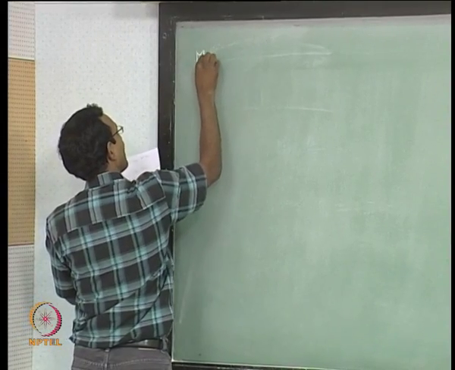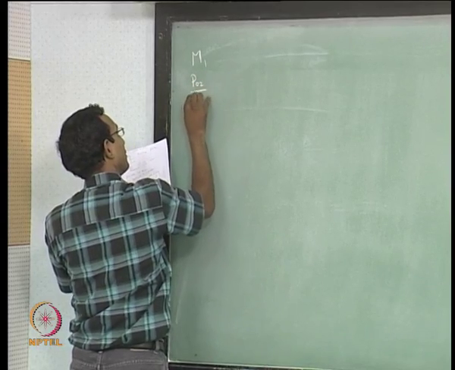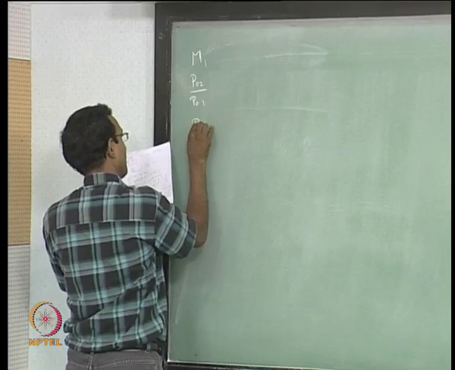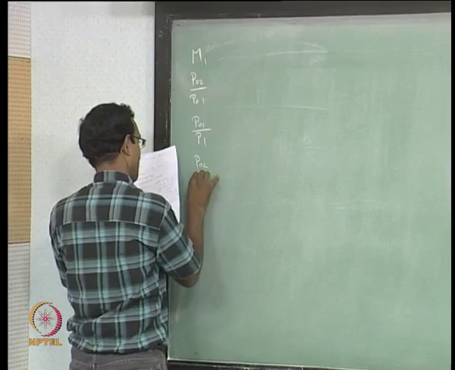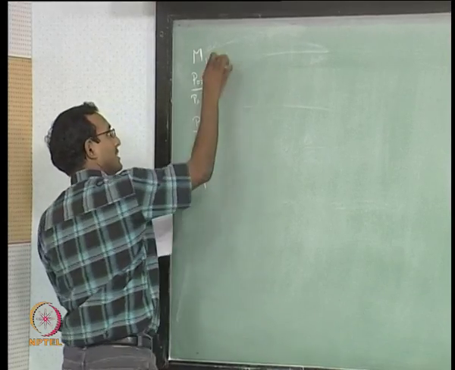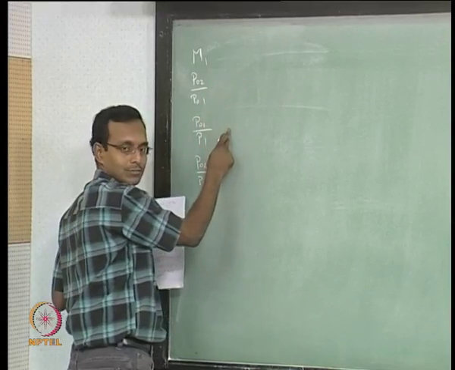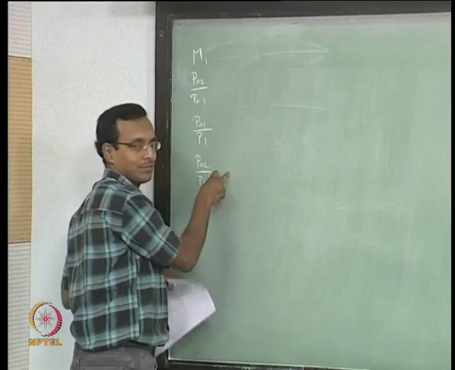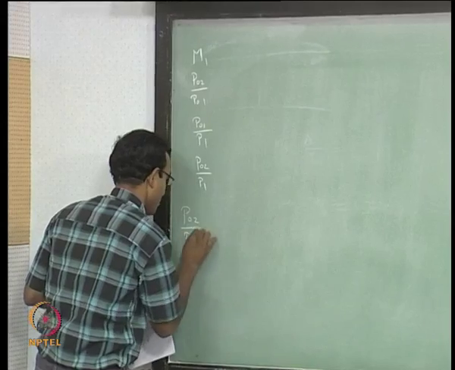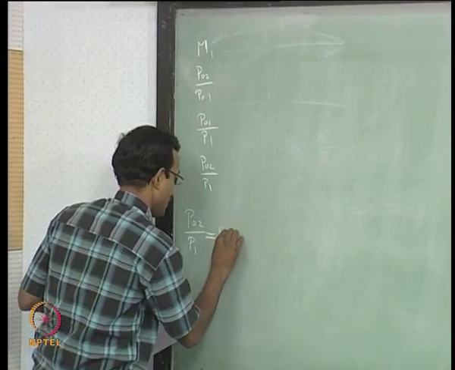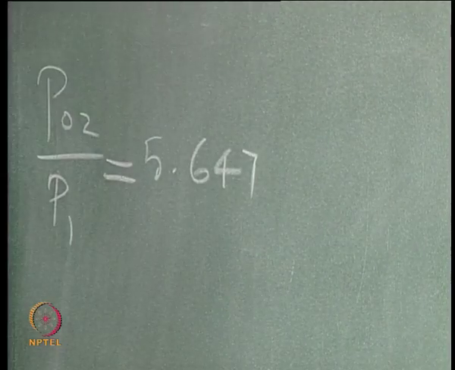I am going to guess a Mach number, I will find the normal shock tables value, I will find the isentropic tables value, and then I will multiply these two to get this number, and I want to see whether this is matching. I am looking for P02 by P1 equal to 5.647, this is what I want finally. So, let us see if it is possible.